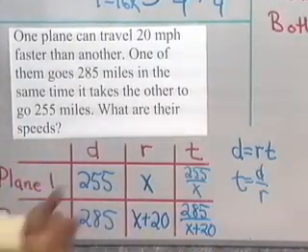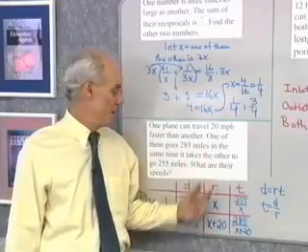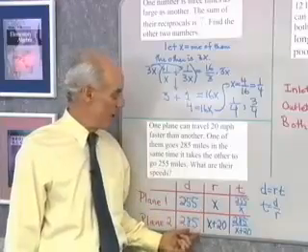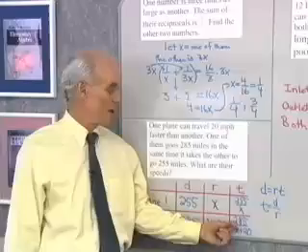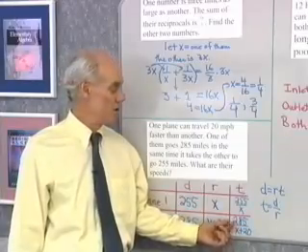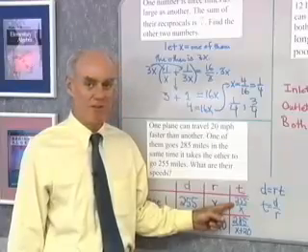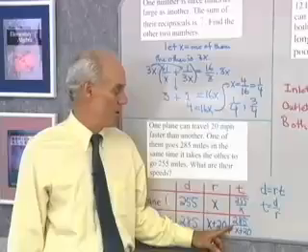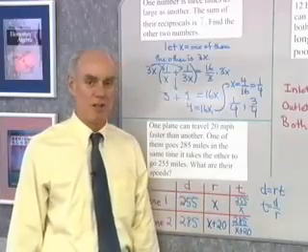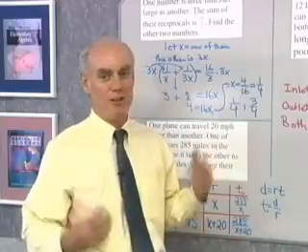Now, I'm not going to finish this problem, but if I read back through it, what it says is that the one plane travels this distance in the same amount of time it takes the other plane to travel this distance. So that means that the two times are equal, so to solve this application problem, all I have to do is set 255 over x equal to 285 over x plus 20. So when I do that, I get an equation that involves rational expressions. I clear it of denominators, and then I'm on to the solution.